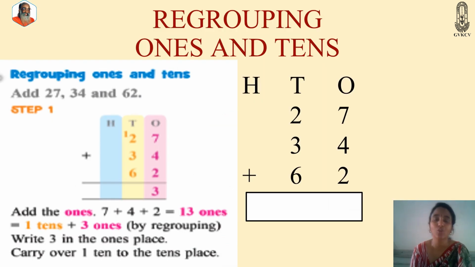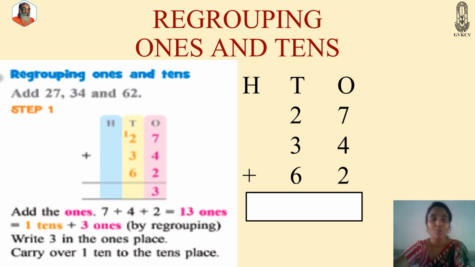This is regrouping of ones and tens. Before this picture, what have we done? We have done regrouping of ones only, and we have added 3 rows of numbers. Here we are also adding 3 rows of numbers, but here we are going to regroup ones and tens. If you regroup ones, the carried over goes to tens. Now if you regroup tens, the carried over will go to hundreds. Okay. Now see this regrouping.